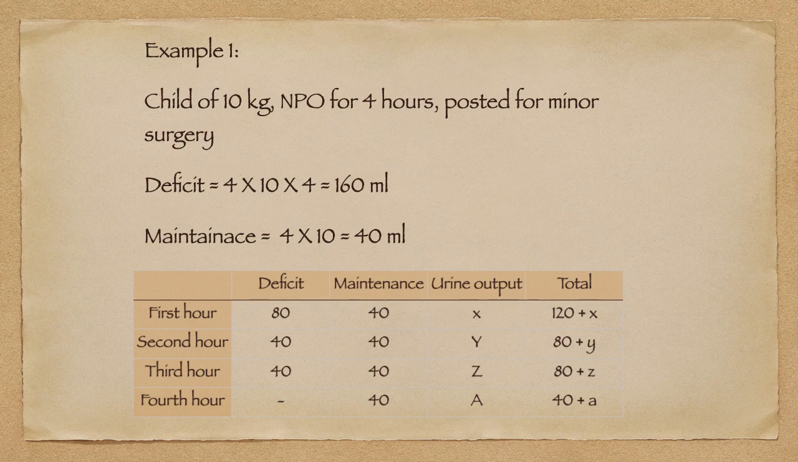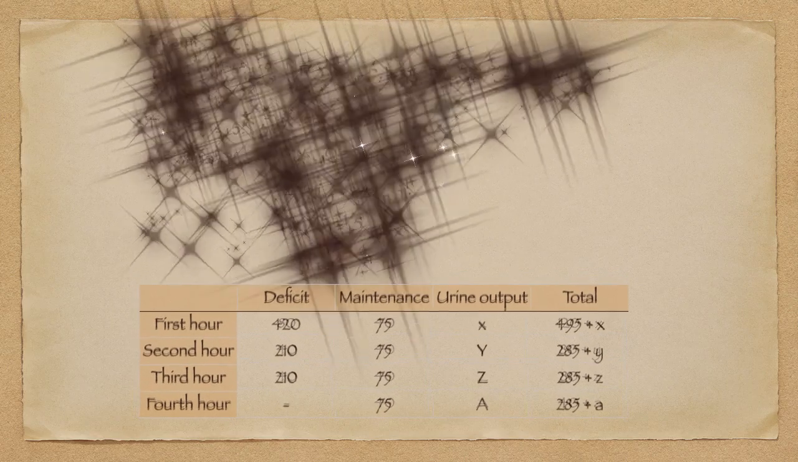For the second hour, 40 plus 40. What is that 40? The deficit was 160 ml. In the first hour you have given half of that, and the remaining half should be given in the second and third hour. So 40, 40 for the second hour and third hour. And the maintenance, which you record every hour, has to be added. So this is how you have to give fluid to the child.